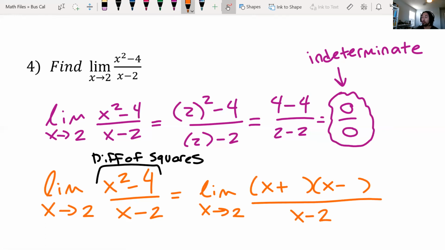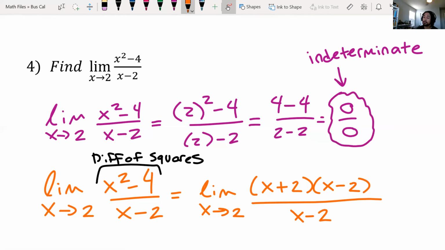What two special numbers make 4 when you square them? Or what one special number makes 4? It's 2 and 2, right? So a difference of squares will always factor to x plus 2, x minus 2.